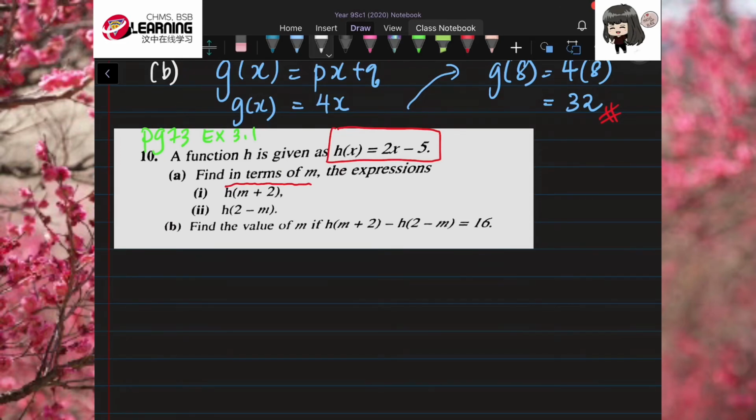of m plus 2. I'll show you the first part. h of m plus 2. So your input now is not only a number, it's m plus 2. This is your object.